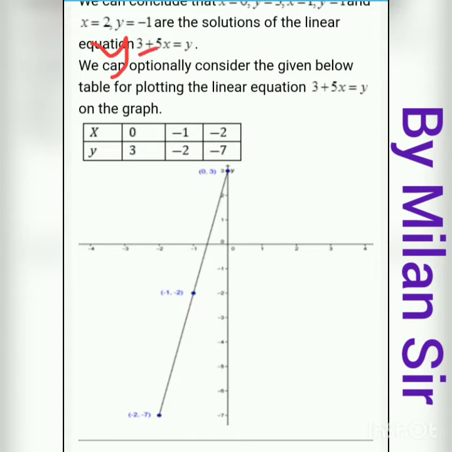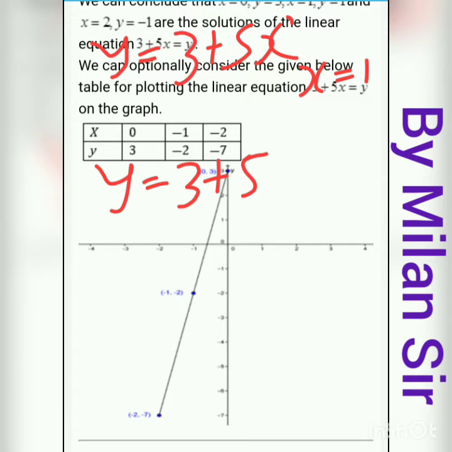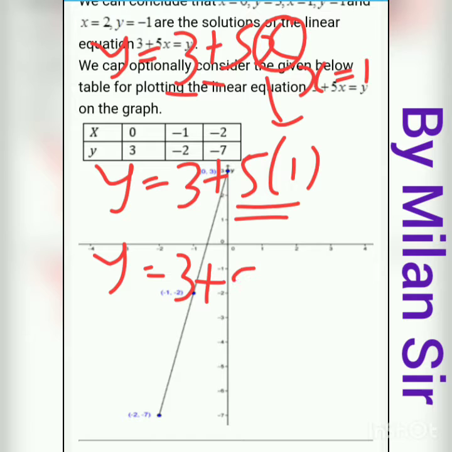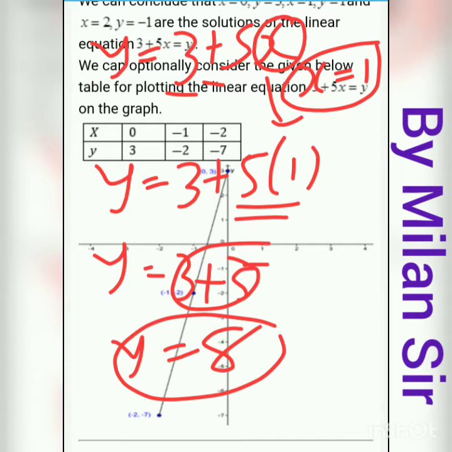Now just change the value of x, you will get the second value. So for that, just put x is equal to 1. For x is equal to 1, y is equal to 3 plus 5x. Now multiply x, that means multiply 1. So in place of x put 1. So y is equal to 3 plus 5 ones are 5. So 5 plus 3 is 8. So if we put x is equal to 1, we get y is equal to 8. So this is our second point, (1, 8).